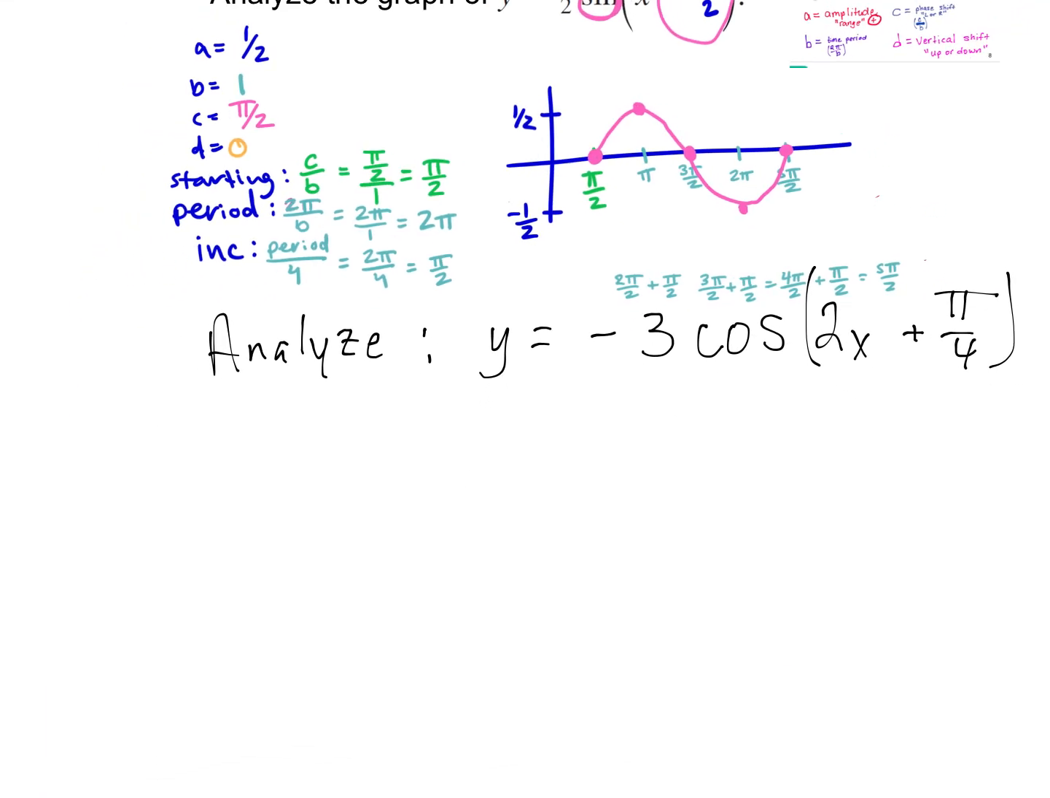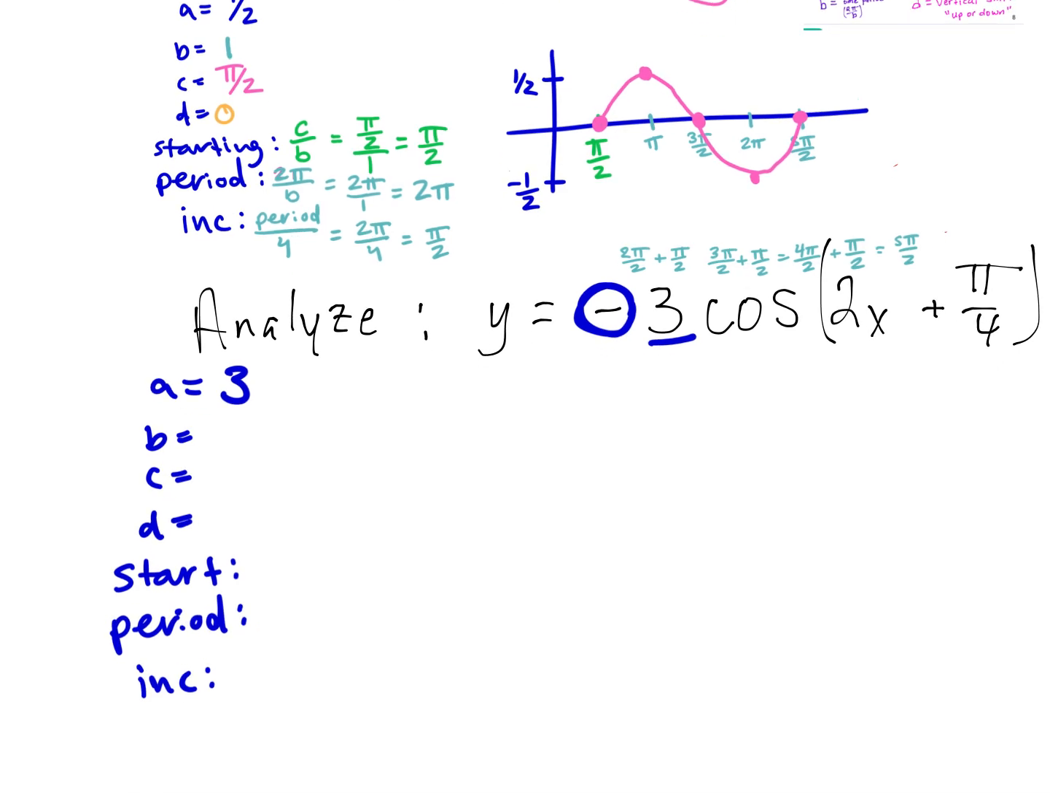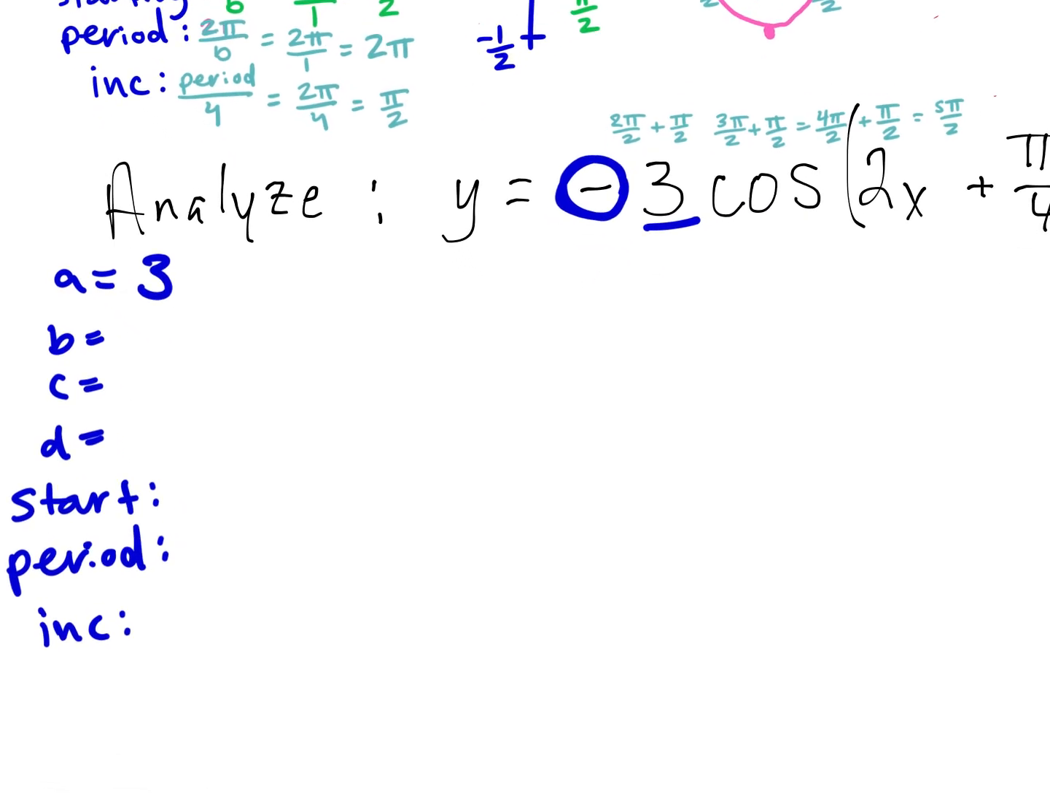Let's do the last one here. So same thing, I want to find my A, B, C, D. We need the starting point, the period, and the increments. So what's our A? A is 3. Our amplitude is 3. That negative out front tells us we're going to have what? It's going to flip. It's going to be a reflection. But the reflection we're going to save for the last thing. I'm going to graph everything as if it were positive, and then I'm just going to flip it at the end. What is our B?